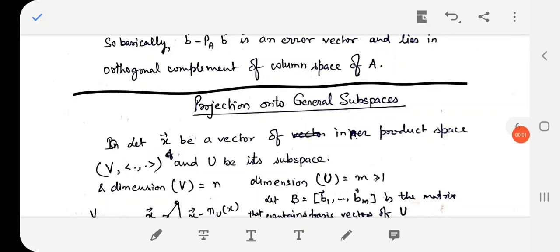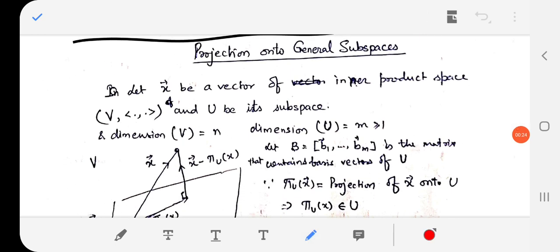In the previous video, we talked about projection of an object along a subspace generated by a single vector, or along a subspace of one dimension. Now we are talking about the projection onto a general subspace, let us suppose m dimensional. So let us see what is the structure.